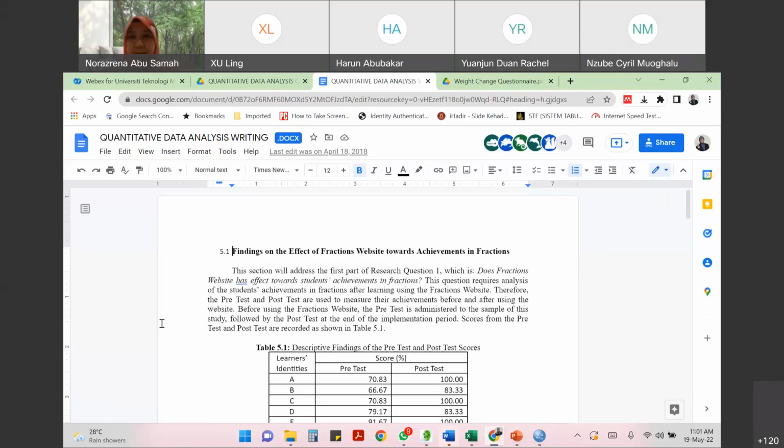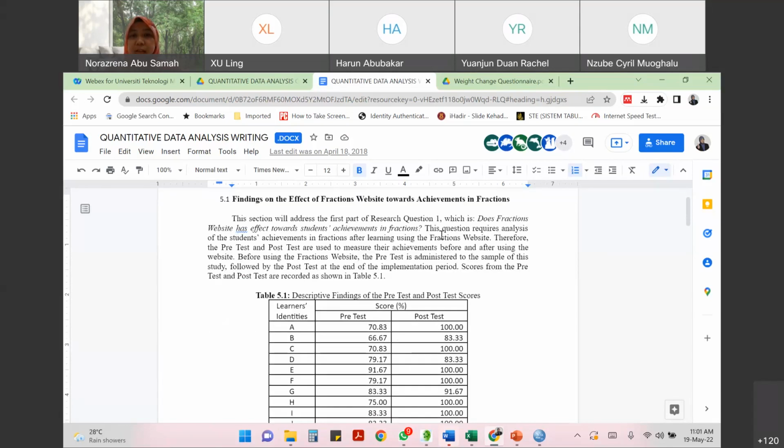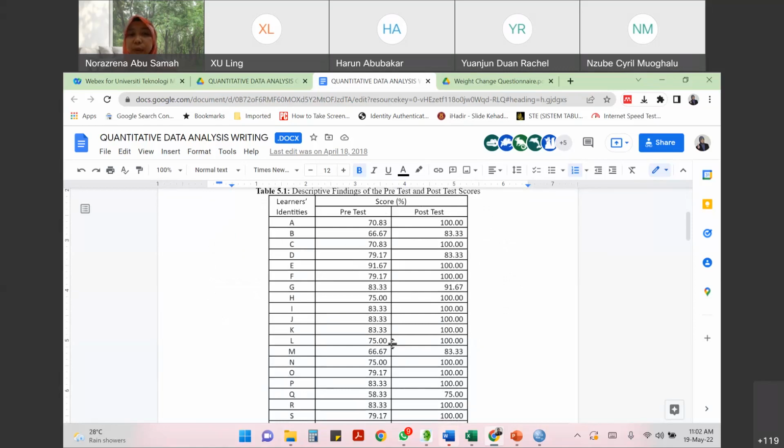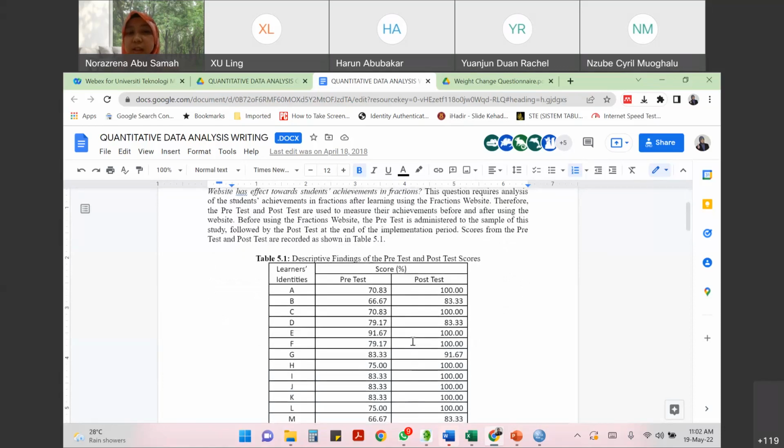Understand that? Okay, let's say this is the first. So this section will address the first research question. What does it require? What have you done to answer the first research question? Explain it here. Then what have you done and what have you got? This is the data you got for the first research question. This is just raw data.